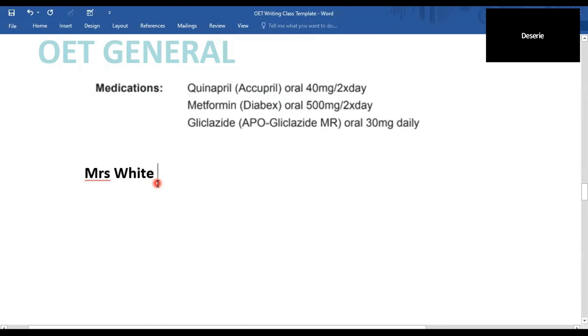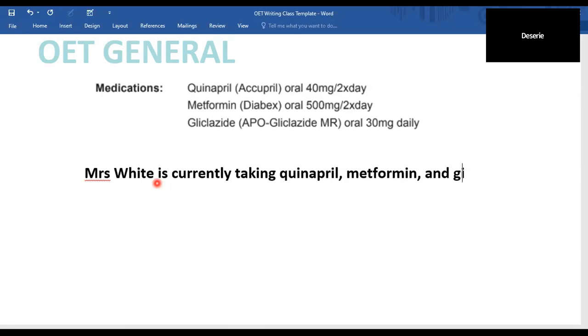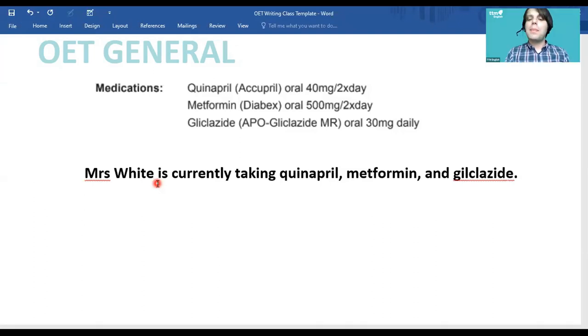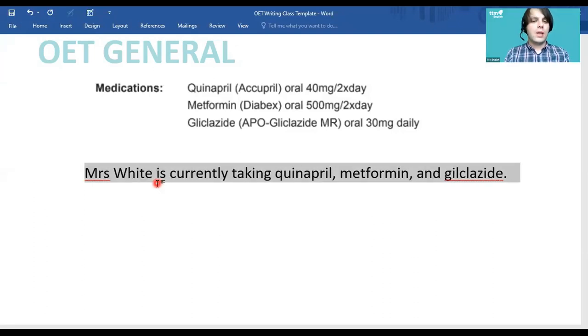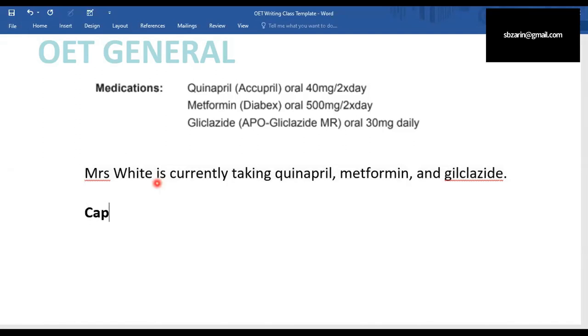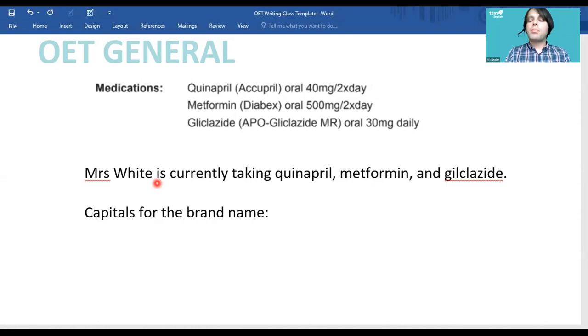Mr. White is currently taking quinapril, metformin, and glycoside. Do I need to put any capitals, guys? No, okay. Not here. Why do we use capitals with drug names? If you said Accupril, Diabex, and Apoglucas, those are brand names. And if it's generic, no capitals, lower case. What is a brand name? Benita, what's a brand name? Give me an example of a brand name.